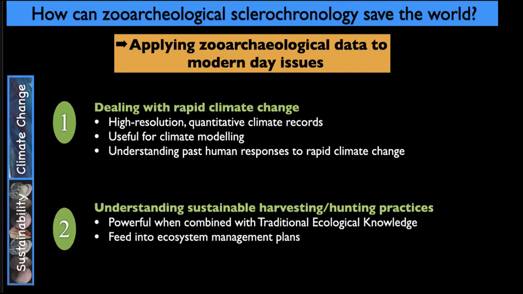And secondly, sclerochronology can be used to understand sustainable harvesting practices by reconstructing seasonal foraging patterns. This becomes even more impactful if you're lucky enough to work in regions with continuing Indigenous connections to country, as combining traditional ecological knowledges with our quantitative data can lead to a more holistic appreciation of resource use, which can in turn feed into ecosystem management plans where Indigenous knowledges are foregrounded.